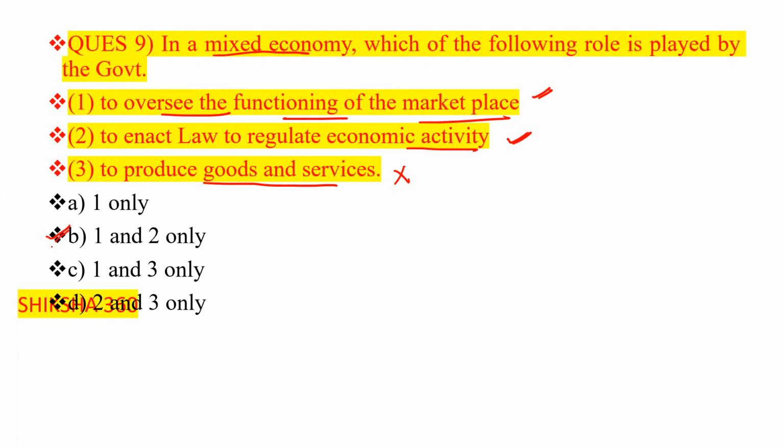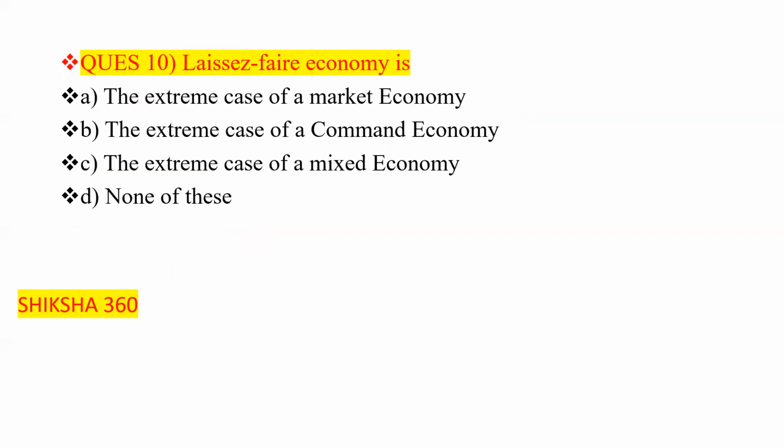That is 1 and 2 only. Option B is the correct answer. So in a mixed economy, which of the following roles is played by the government? First one is to oversee the functioning of the marketplace. Second one is to enact law to regulate the economic activity. Now move to the next question, question number 10.